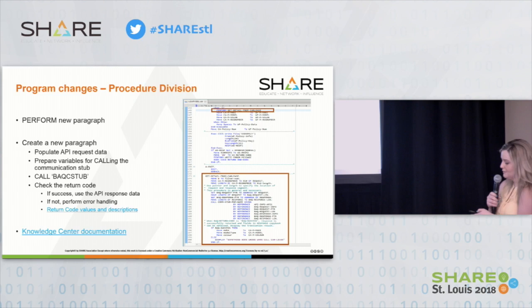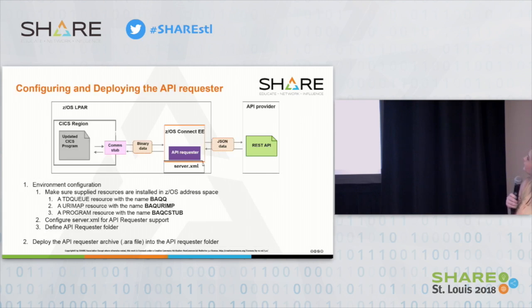So some useful links. And for your environment configuration to configure and deploy this, you've got to make sure that your resources are supplied in the z/OS address space, that you have the appropriate resources with the correct names. You've got to configure the XML server for the API requester support, and you've got to define your API requester folder. And then you need to deploy the requester archive into the API requester folder. So a little bit of work to be done.